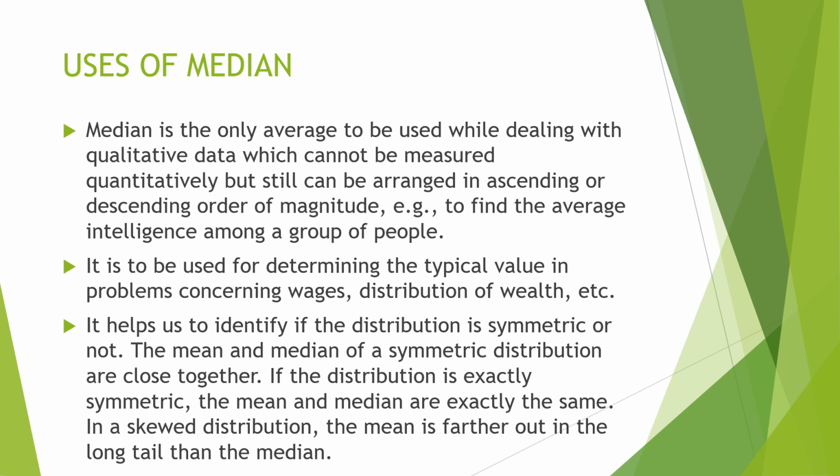Next, it helps us to identify if the distribution is symmetric or not. The mean and median of a symmetric distribution are close together. If the distribution is exactly symmetric, then the mean and median are exactly the same. And in a skewed distribution, meaning an asymmetrical distribution, the mean is farther out in the long tail than the median.